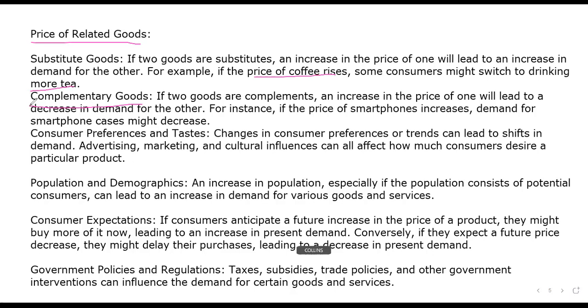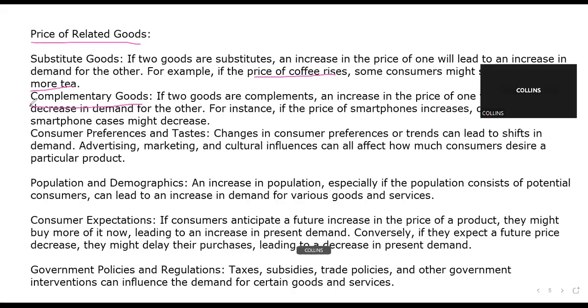And so, complementary goods have what we call a negative elasticity of demand. They are negative because if the price of one good goes up, it therefore means that you demand less of the other good. So they are moving in opposite directions. So this is called a complementary good.